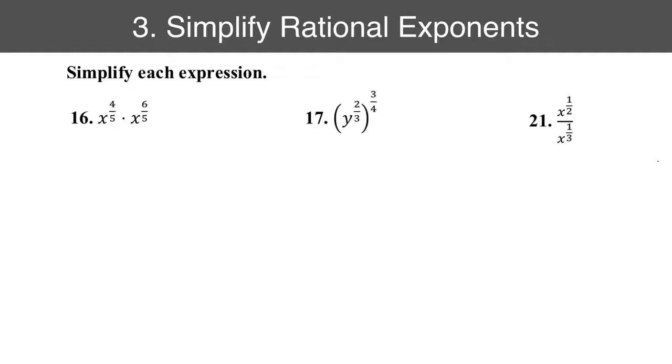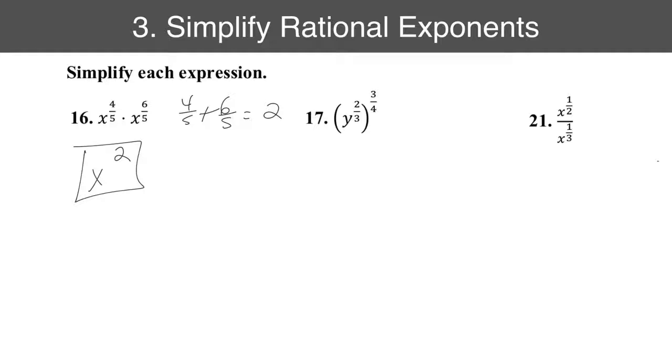So first up, multiplying with exponents. When you multiply two things that have exponents, so x to the 4/3 and x to the 6/5, when you multiply two things with exponents, you add the exponents. And when you add 4/5 plus 6/5, you get just simply 2. And so what that means is your final answer is just going to be simply x squared. So x to the second power.